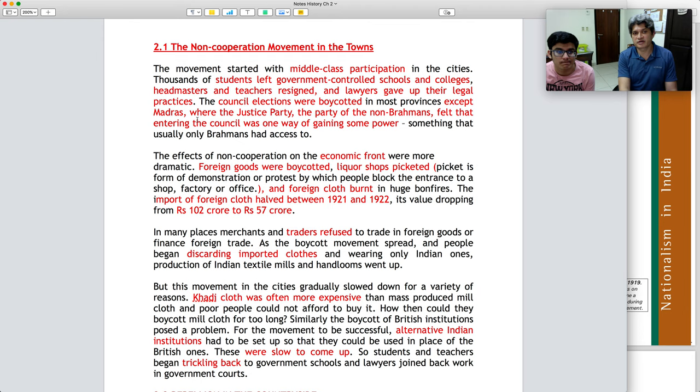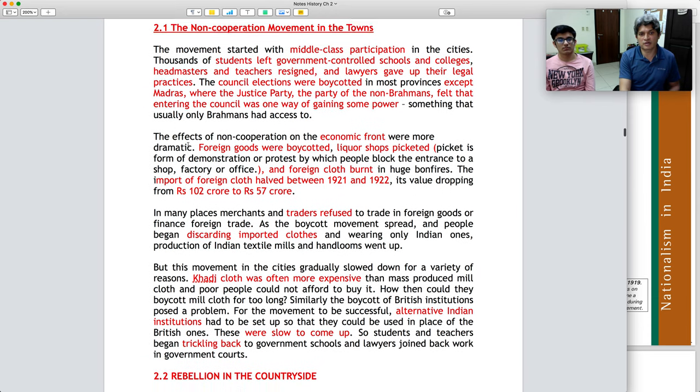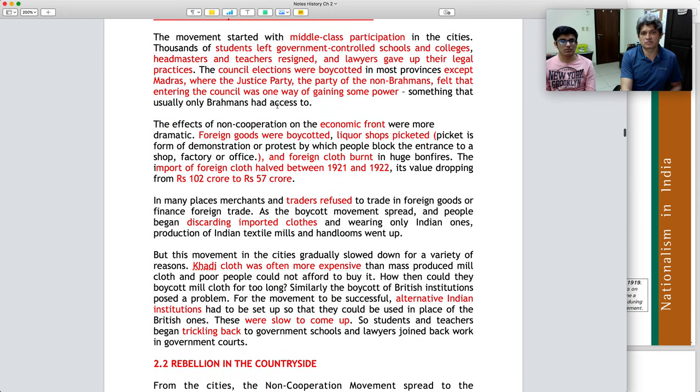Now, why Madras? In Madras, there was the Justice Party, the party of the non-Brahmins. Brahmins were the upper class, and non-Brahmins were the lower class. They felt that entering the council was the only way of gaining some power. They said, if we don't participate in elections and don't get into power, we will remain suppressed and won't be represented properly. Council access was something that usually only Brahmins had. So the lower castes wanted power, and they wanted to get elected and come into the council.